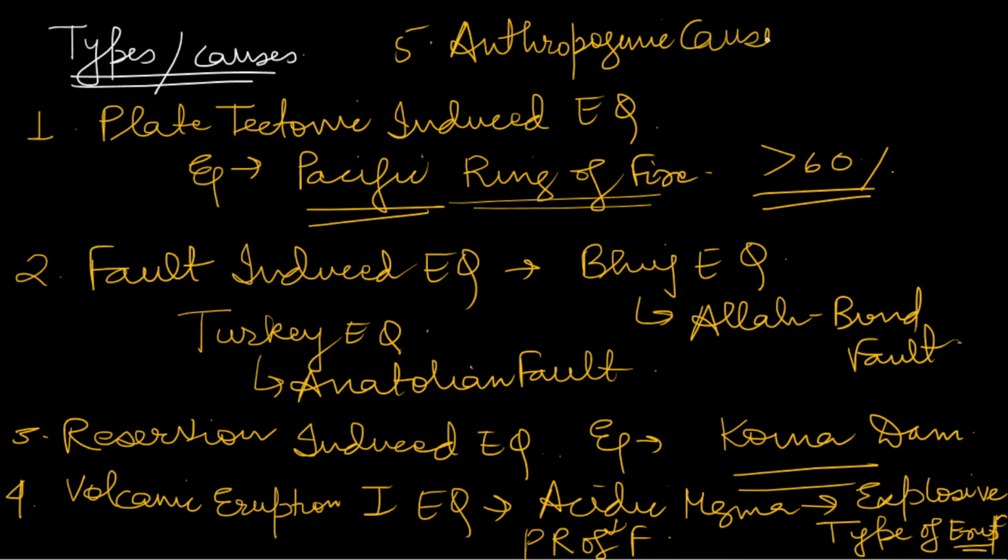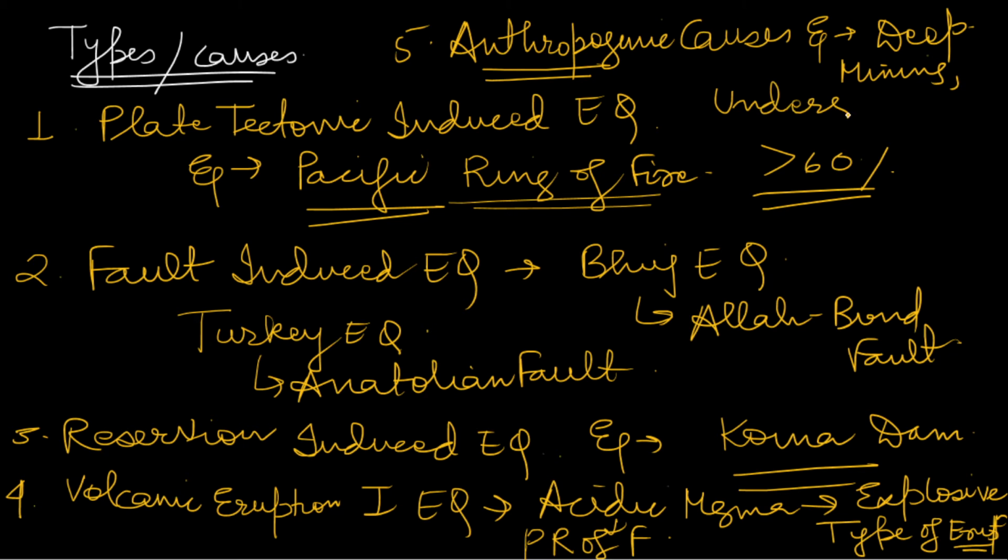Anthropogenic causes, that is, due to man-made causes. For example, deep mining, underground explosions. So these are termed as anthropogenic causes, due to man-made activities. So these are the 4 or 5 causes of earthquakes.